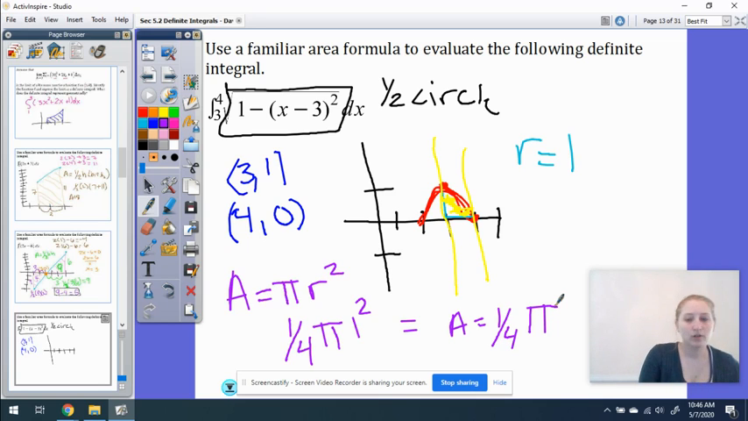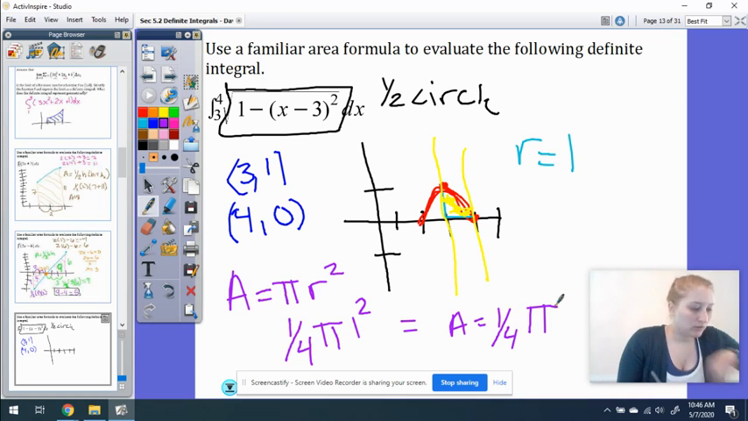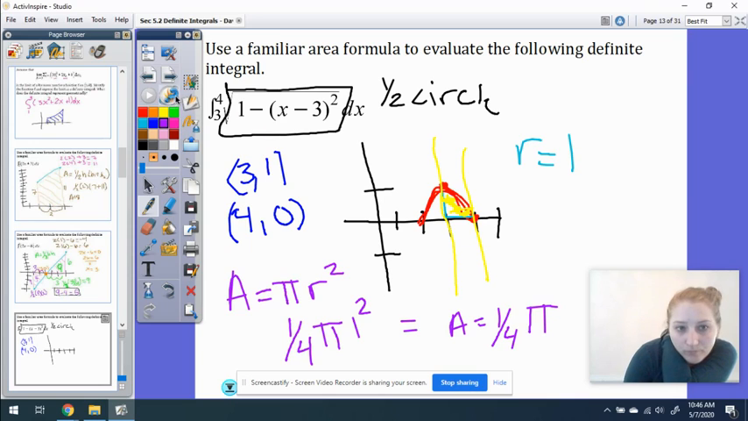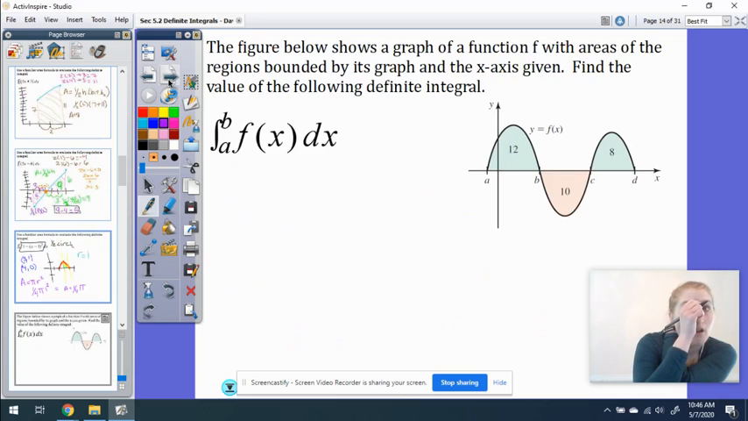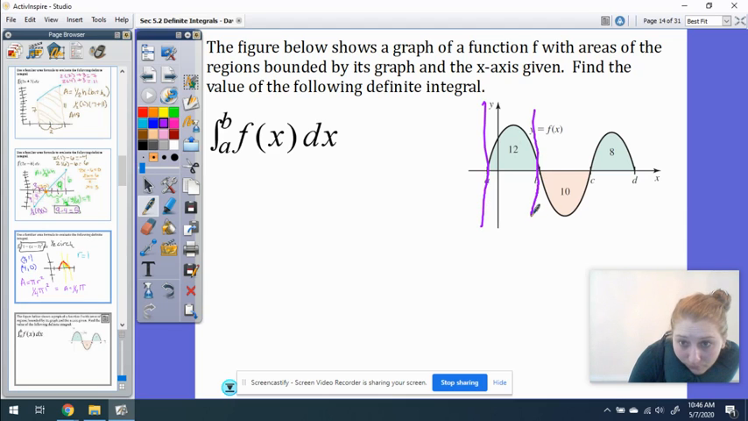All right. So that's been fun, right? But let's switch it up a little bit and let's do some more problems. A little bit different. So this one is going from A to B. Okay, so the area from A to B is 12.